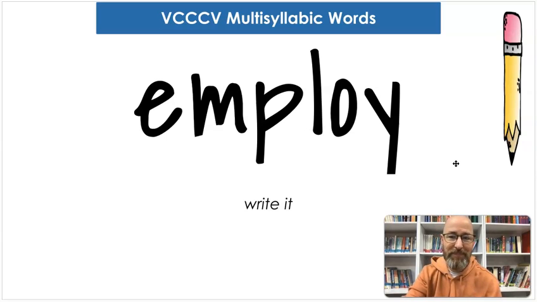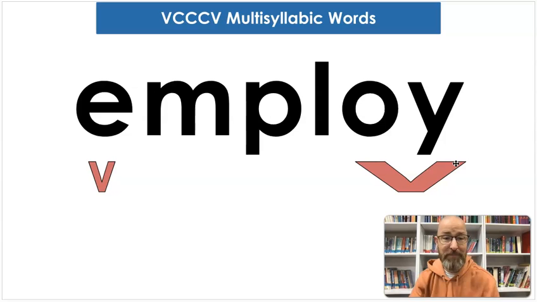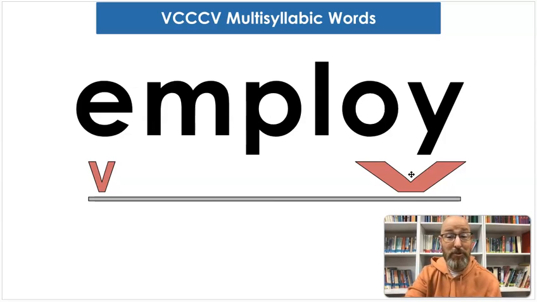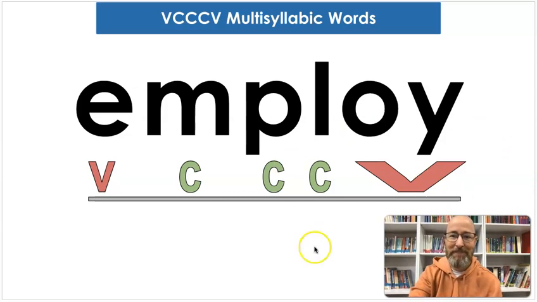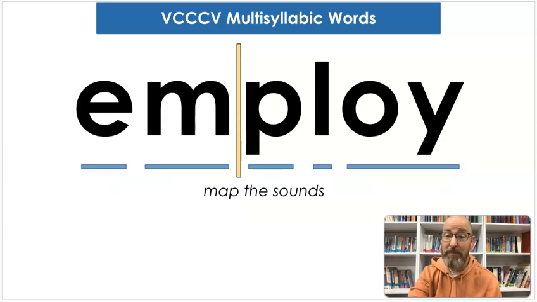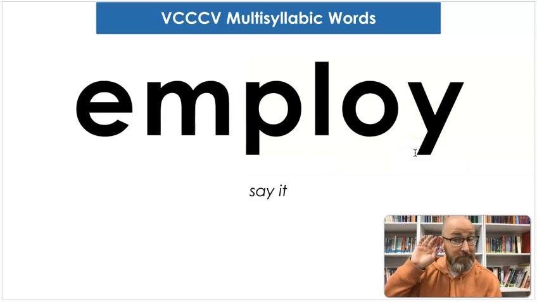E-M-P-L-O-Y. Label your vowel, your E and your O-Y. Draw your line. Label your consonants. Again, I always look for those blends. Do you see another one? Me too. P-L, pull. So we're going to draw that line after the M, after the first consonant. That's where it usually goes. Let's try and sound it out with this closed syllable. Employ. And if I put that together, employ.